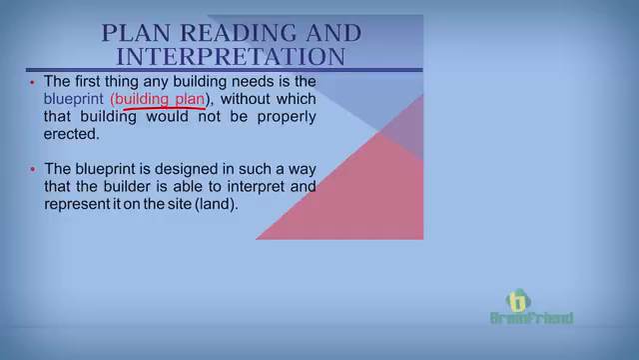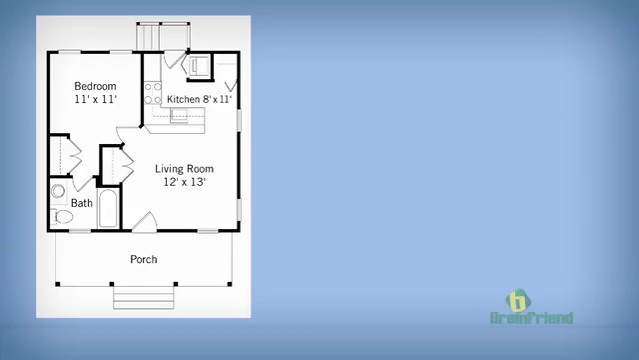Now, the blueprint is designed in such a way that the builder is able to interpret and represent it on site. Take note, the builder must be able to interpret the blueprint and then transfer it from paper to ground. Now, this is a typical example of a simple building drawing. This is just the floor plan. This is not the entire blueprint. This is just the floor plan.